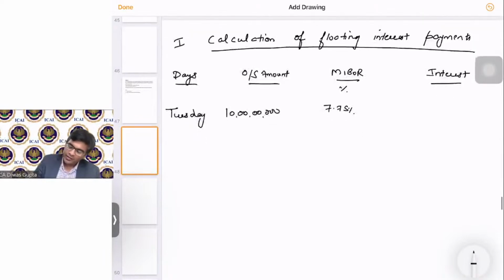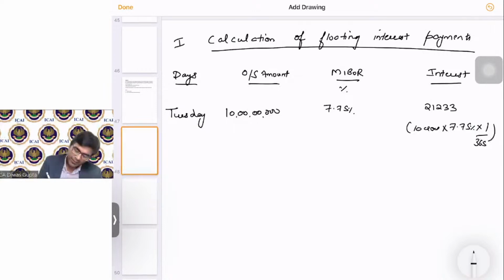So the interest here, it will be calculated how? 10 crore multiplied by 7.75 percentage, 1 divided by 365. Okay. This comes to how much? To 21,233.